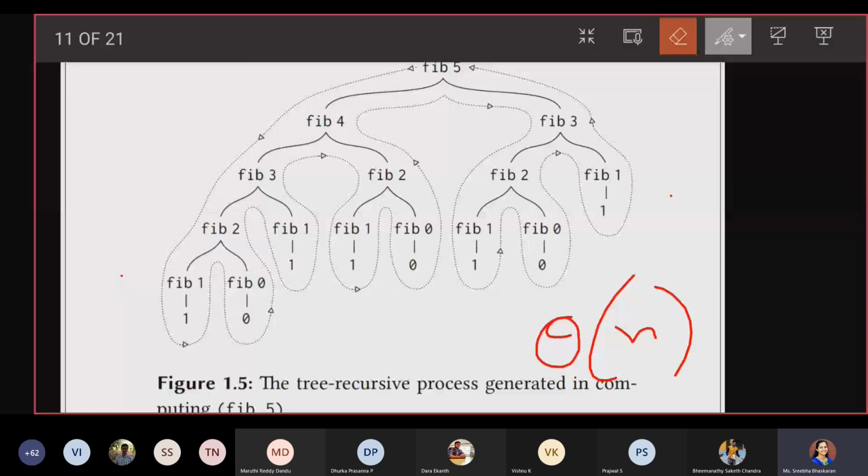So when we take up steps, how many steps do we require for computing it? If you see here, fib of 5, then 4, in each step we are doing the computation. Even this fib 2 itself is getting repeatedly done. Or if you take fib 1 itself, we are repeatedly doing the same process, right?